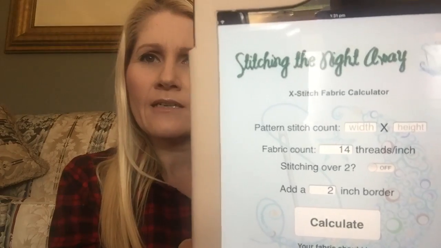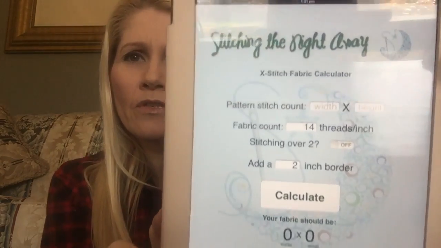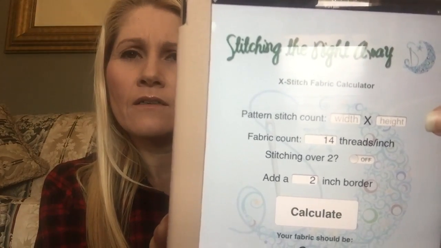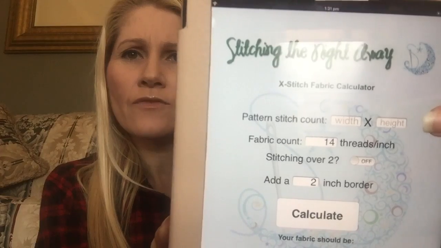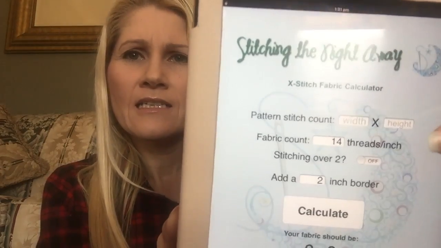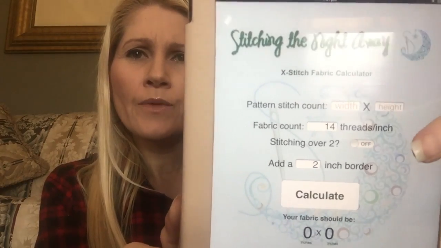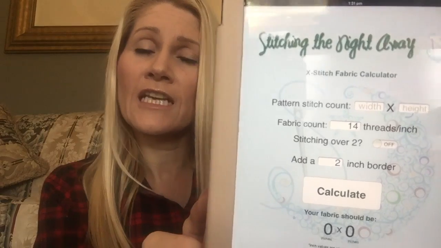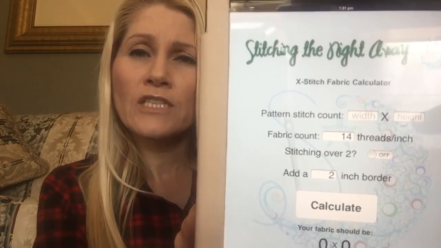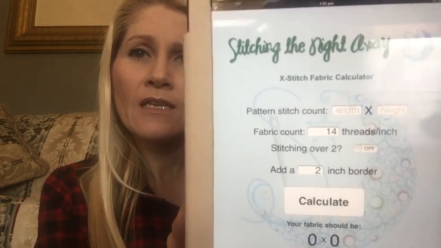stitching the night away. That's what it looks like. So all you do up the top here is you put in the stitches for your design, so how wide it is by how high it is, and what fabric count you are doing it on. If you're doing it over 2, so if you're doing it on an even weave, you would want to say yes because you're doing it over 2. But if you're doing it on an Aida, you would say no, so you're off for that.